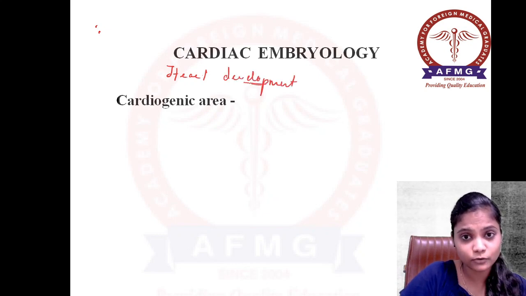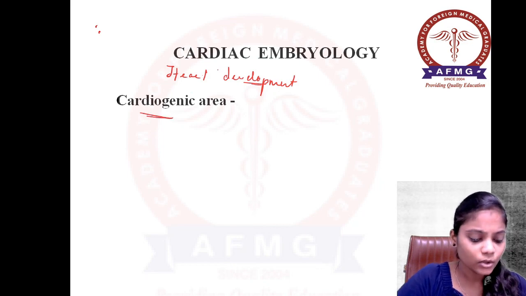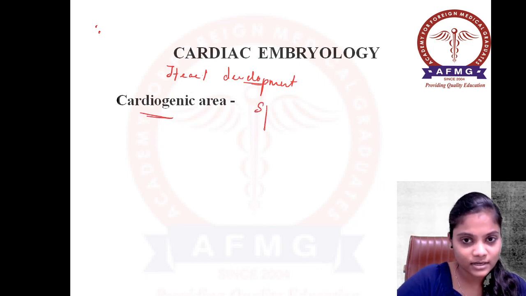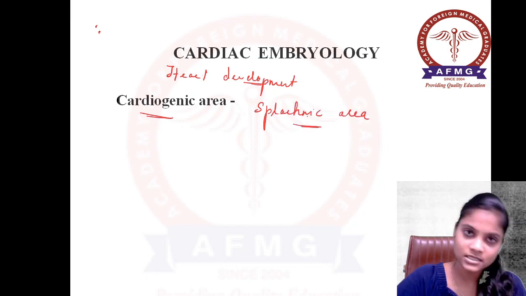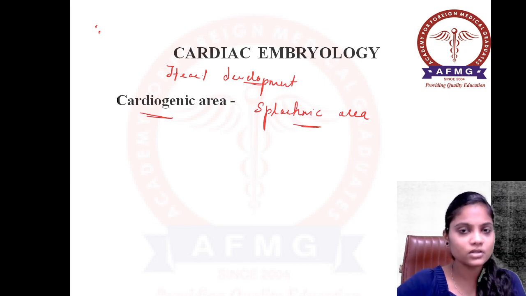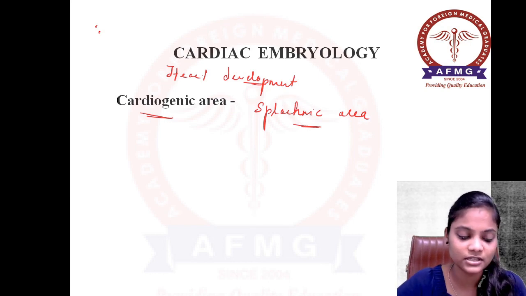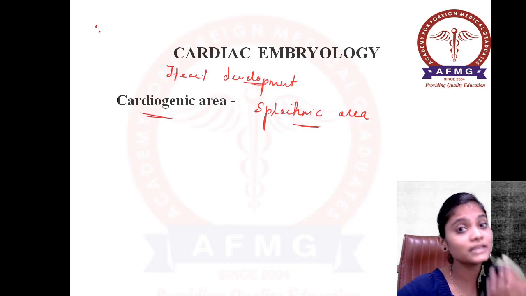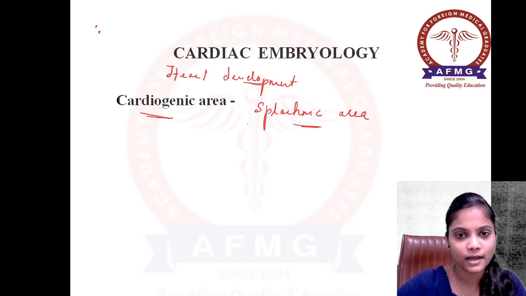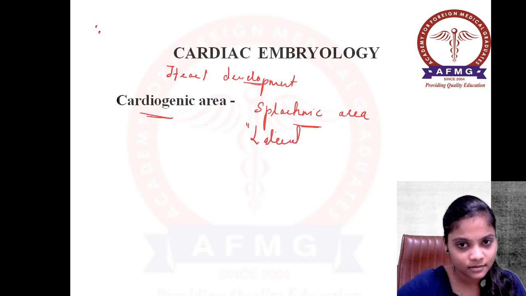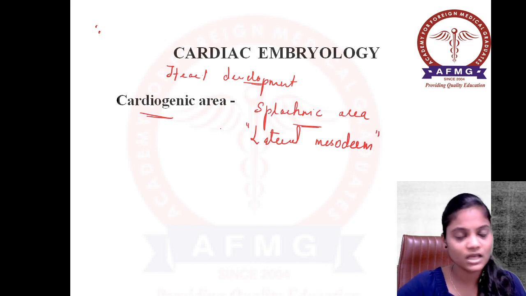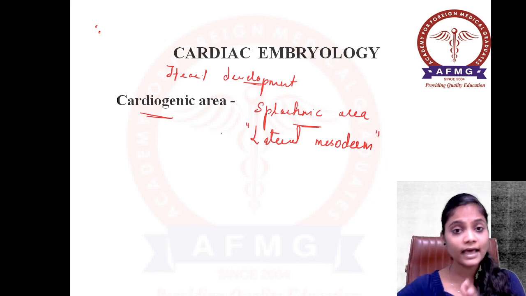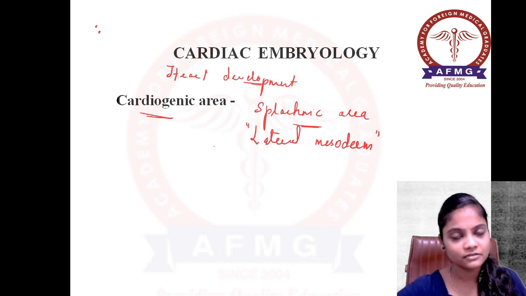What is the main area you have to remember? That is your cardiogenic area. In your cardiogenic area you have to remember your splanchnic area. That is where the exact cardiac development takes place. Clear? So in the cardiogenic area, the splanchnic part is very important, especially what kind of germ layer is involved in that. You have to remember the part involved, that is lateral mesoderm. These are the very simple one-liners covered in cardiac embryology. So that will be from your splanchnic area and the lateral mesoderm part.